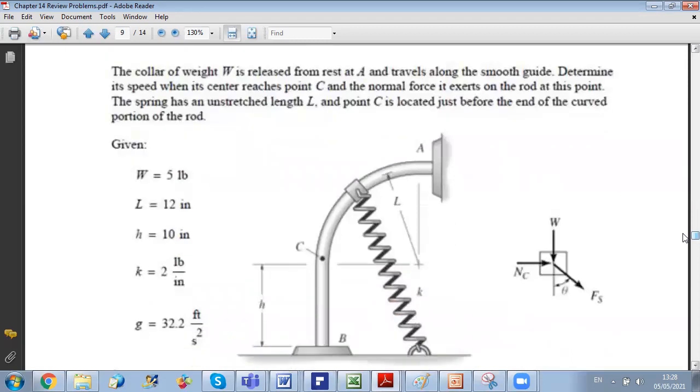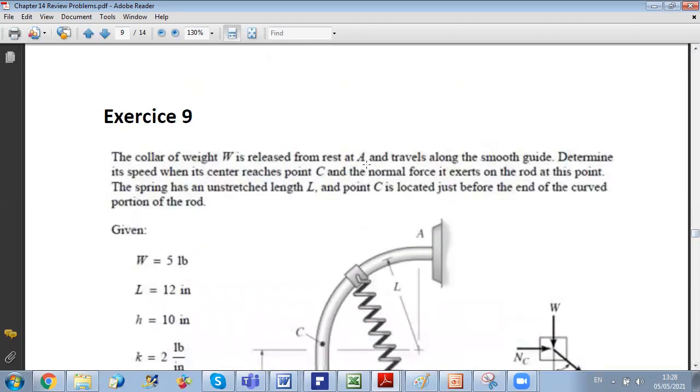The collar of weight W is released from rest at A and travels along the smooth guide. Determine its speed when its center reaches point C and the normal force it exerts on the rod at this point. The spring has an unstretched length L and point C is located just before the end of the curved portion of the rod. So in this problem, you have a collar moving between A and C, and you want to determine what will be the normal force at point C.